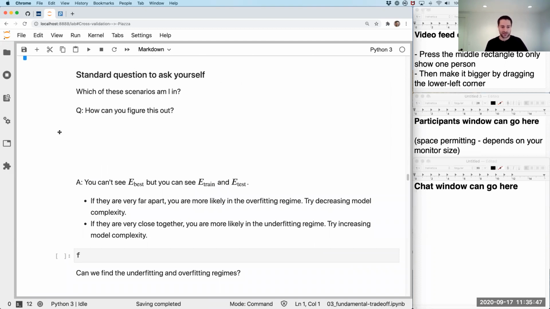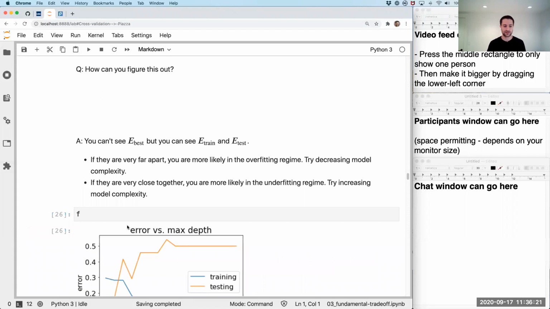Okay, so I think we already talked about this, but a standard question to ask yourself is, which of these scenarios am I in? So you're working on a problem, well, how can you figure this out? Am I overfitting or am I underfitting? You can never see e-best, but you can see your training and test error, at least for your particular data set. If your training error is 0 and your test error is huge, you're probably overfitting. If they're very close together, you're not overfitting and you might be underfitting.